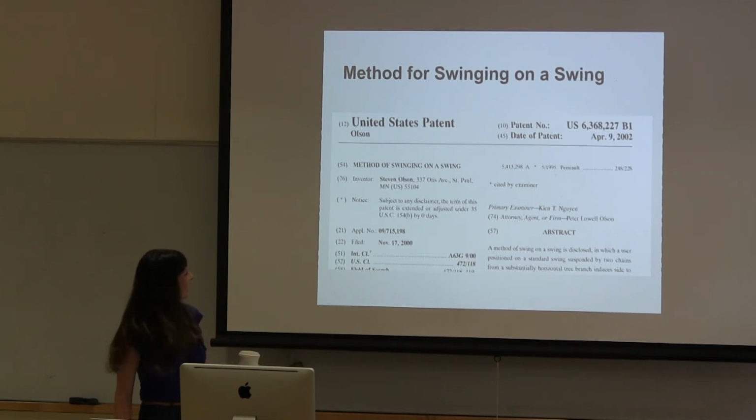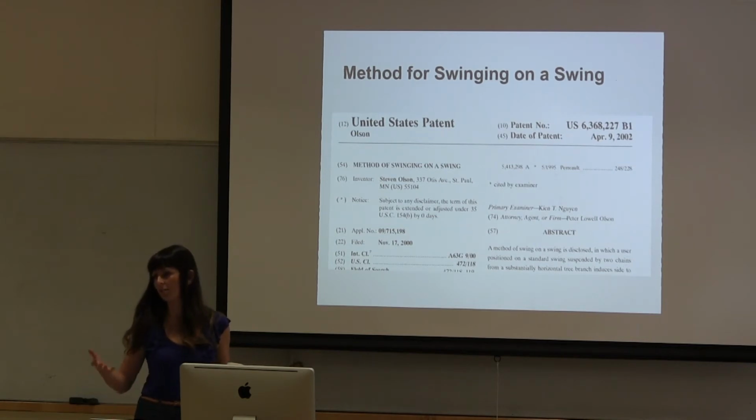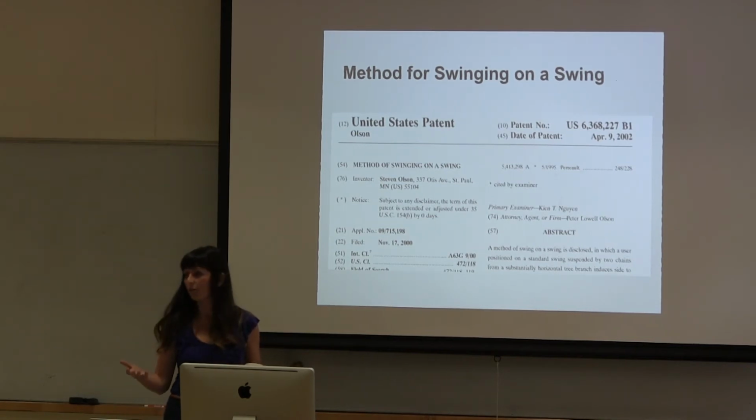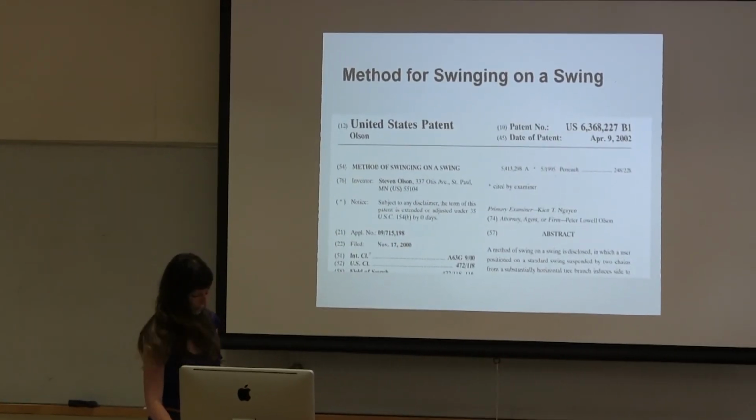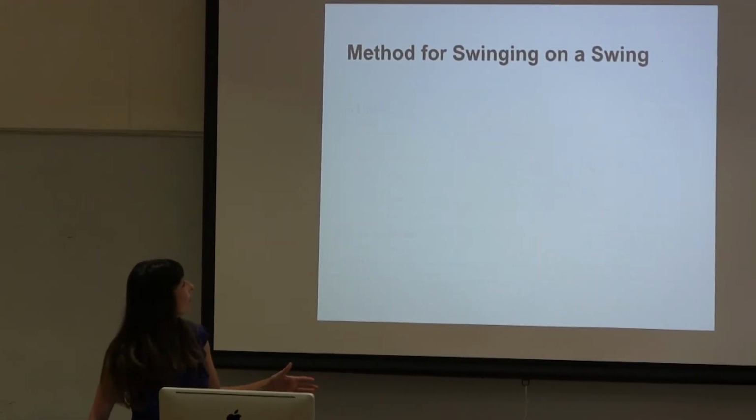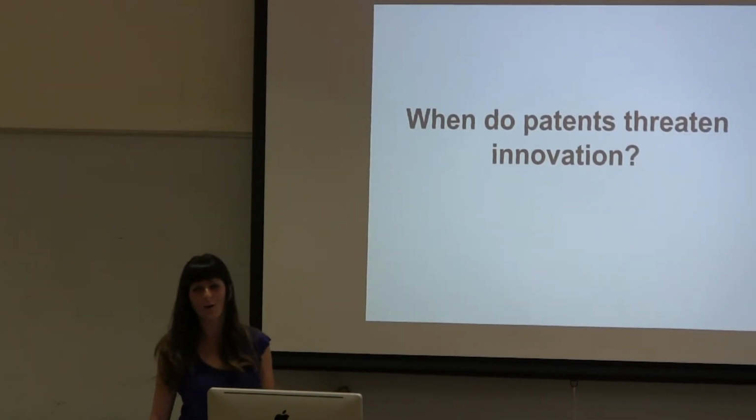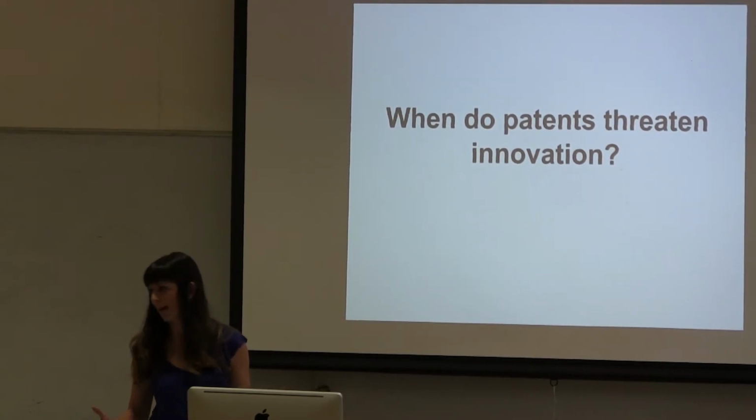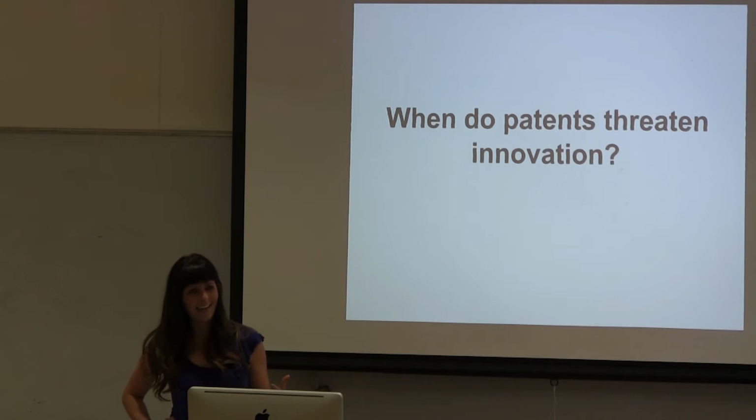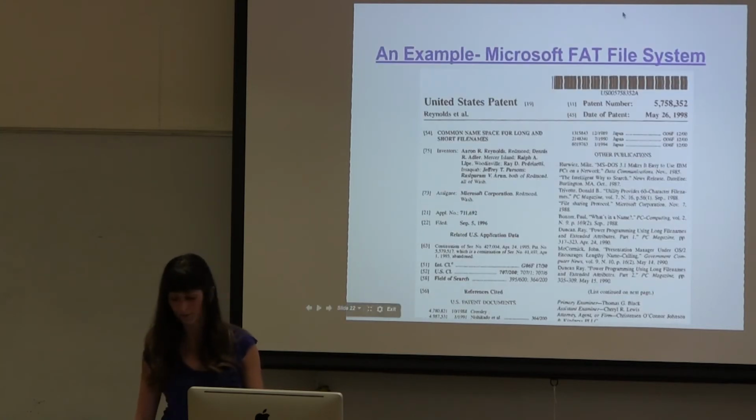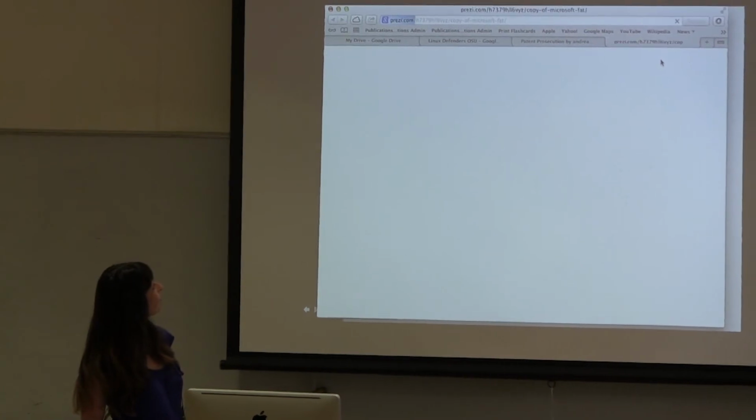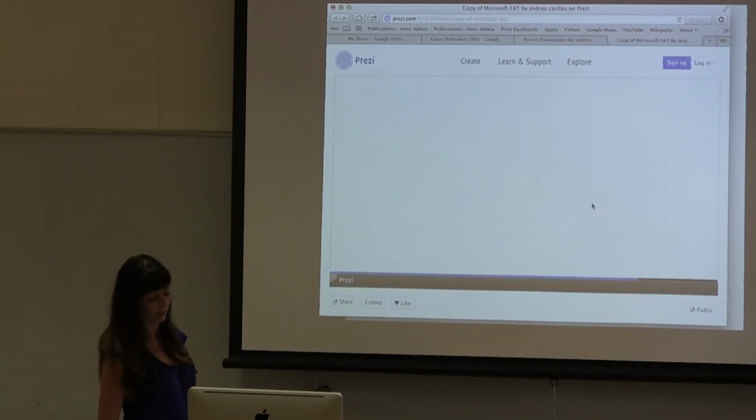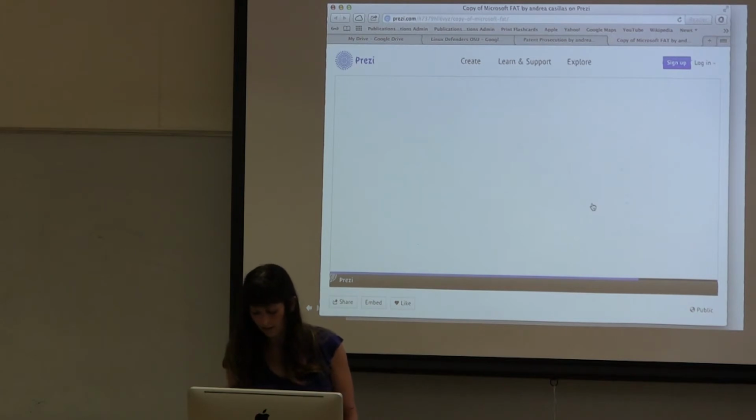So it gets into the claims and the claim language and why it's so vague and why people just don't understand what's going on. So obviously these patents aren't going to stop innovation, right? They're silly, stupid patents that were issued. And that's fine, that's one thing. But what happens when they do threaten innovation? So we're going to look at this example. Hopefully I can handle this a little bit better. And this is for the Microsoft FAT patents.